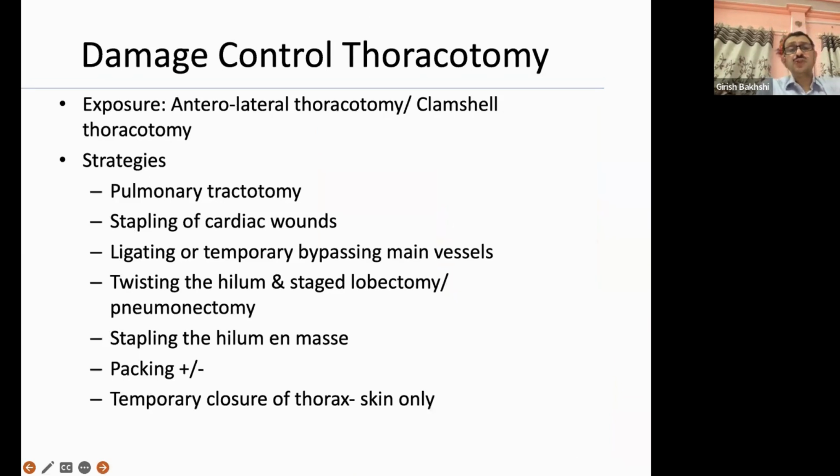Now, as I told you, this damage control surgery has been extrapolated to other organ injuries. In the thorax, they do something known as a pulmonary tractotomy. That means they apply staplers all along. If there's a penetrating wound, suppose a bullet injury, you just apply staplers on both sides of the tract so the bleeding is controlled. Even cardiac wounds have been stapled, which has been reported in literature, and just pack it and come out. Sometimes they have even twisted the lung on its hilum, and later on you can go ahead with lobectomy or pneumonectomy.